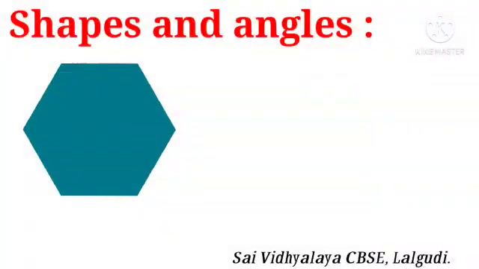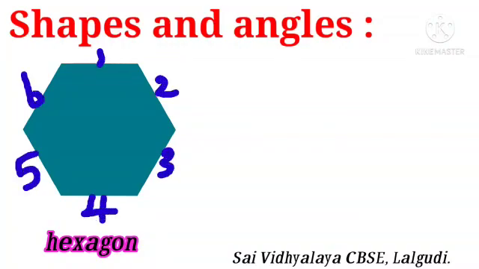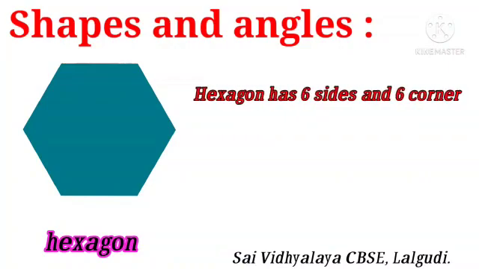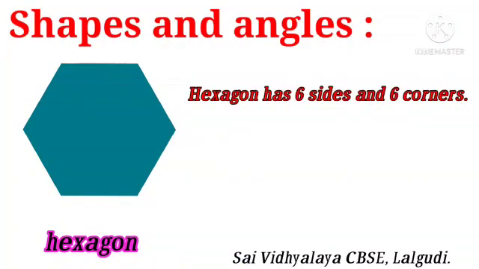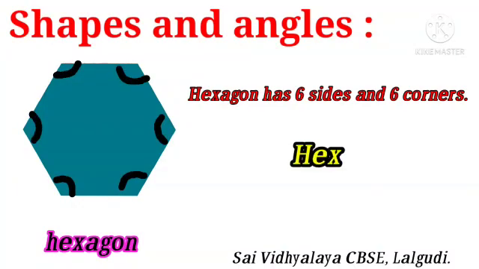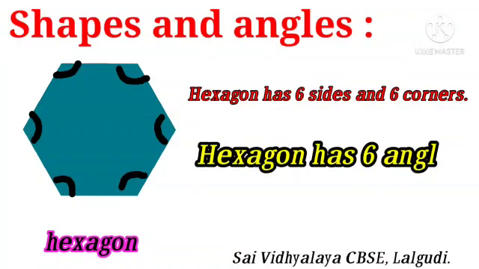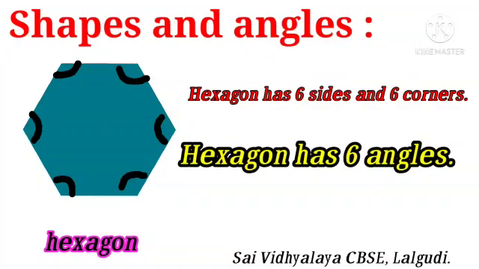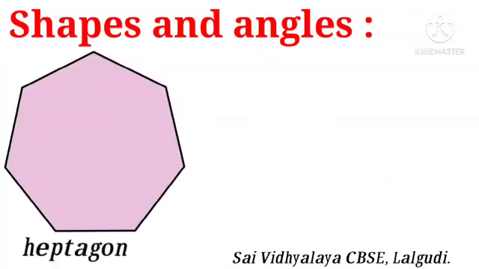Next, hexagon. Hexagon is a 6-sided polygon. It has 6 sides and 6 corners. Now, let's draw angles inside hexagon. 1, 2, 3, 4, 5, 6. Hexagon has 6 angles.